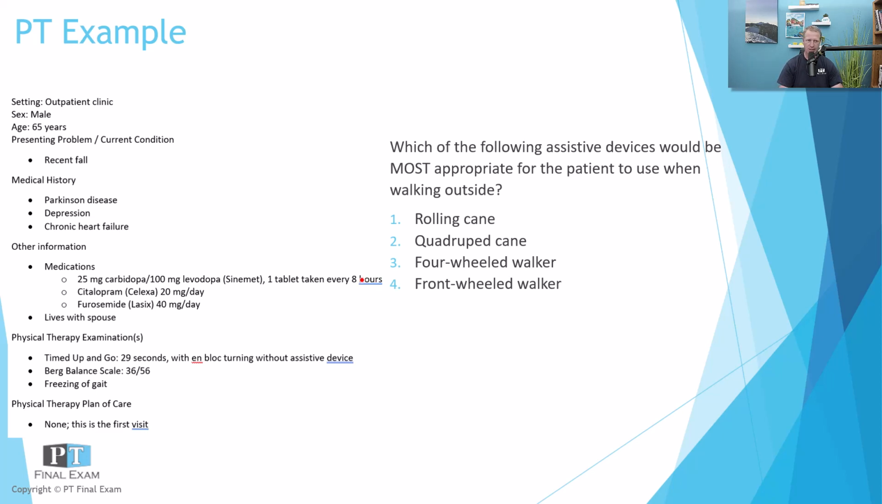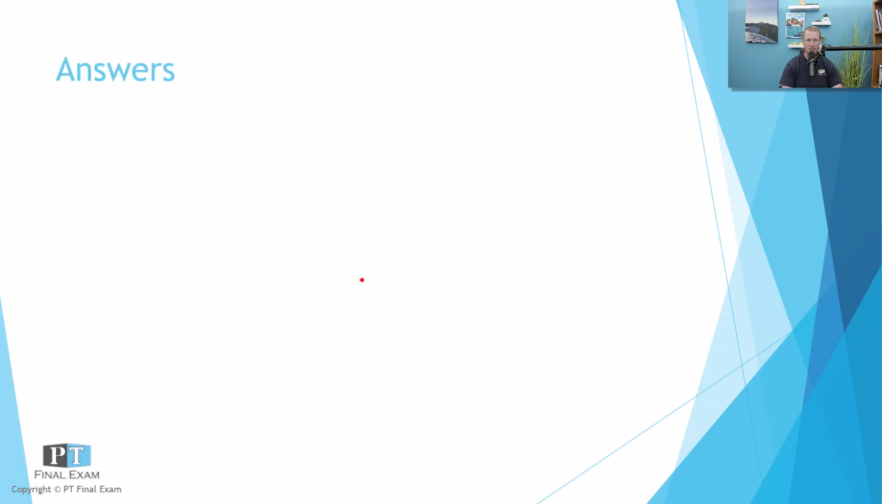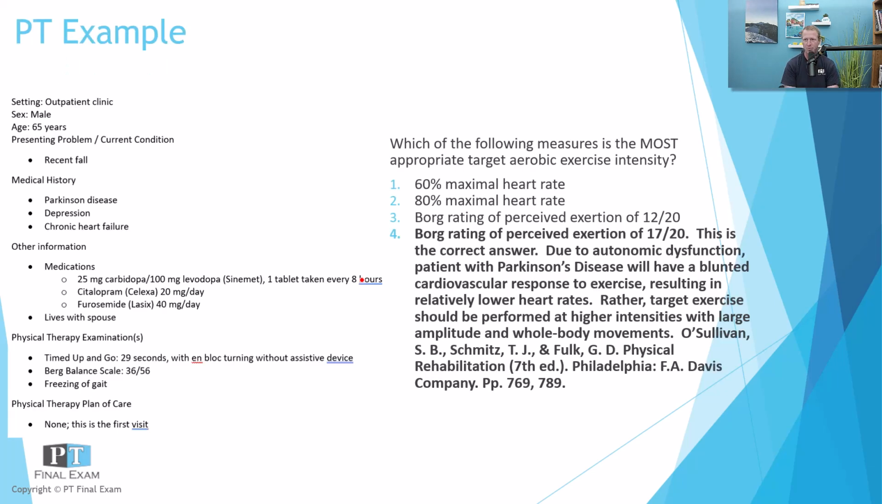All right, now that you've selected your answers to each of these, let's go ahead and talk about the actual answers and some of the ways you can dissect these scenario-based items. So this first one: which of the following measures is the most appropriate target aerobic exercise intensity? Your most appropriate target aerobic exercise intensity is going to be 17 out of 20 on the Borg RPE scale. Now, why is that?